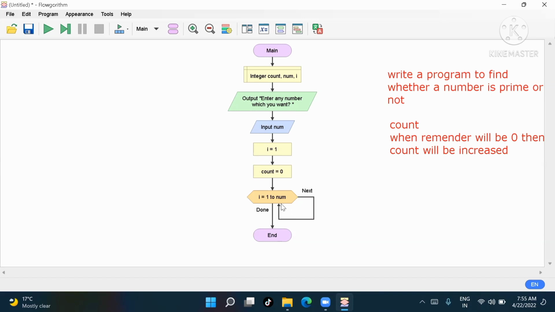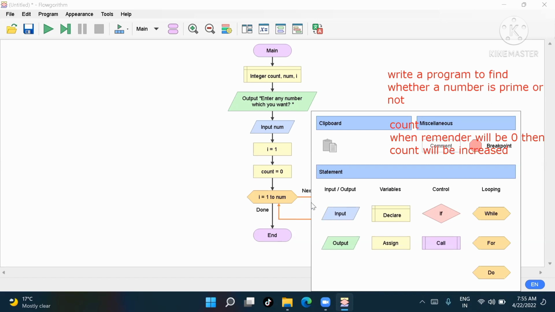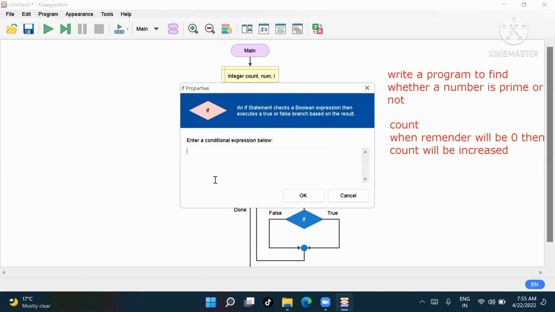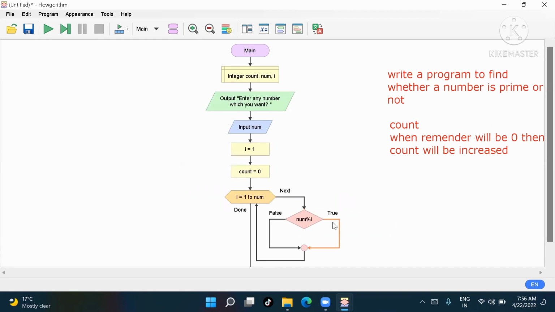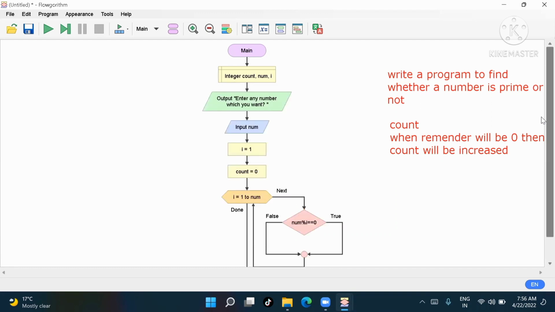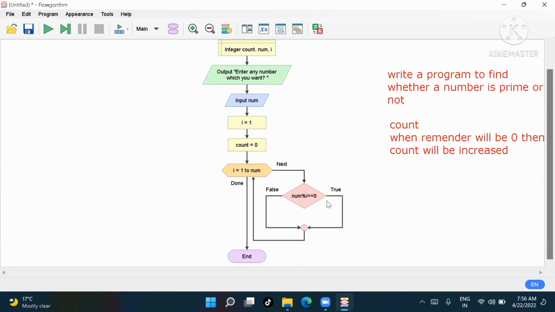Now we have to check whether our number gives remainder 0 or not, right? Then take a decision, use an if. num, which is 7, mod i, since i is in the for loop, we have to take i to check remainder equal to 0, right? We have to check whether our number gives remainder 0 or not.